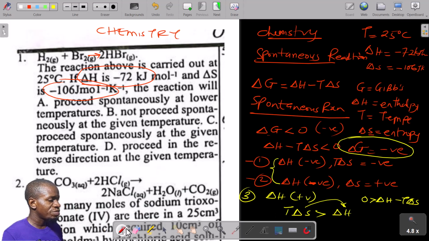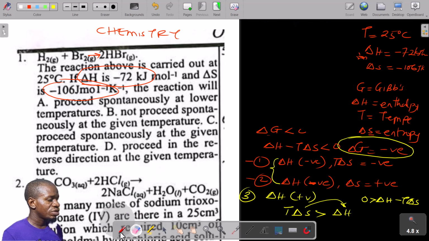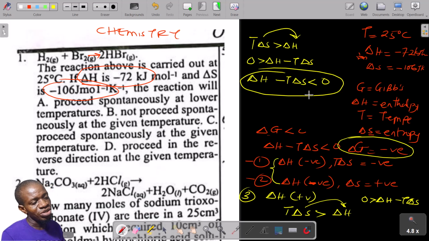So I'm trying to say that if you reverse this, your T delta S is greater than your delta H. If you take this subject of the formula, take this to this side, it's going to be 0 is greater than delta H minus T delta S. If you reverse this, 0 is greater than is the same thing as saying delta H minus T delta S is less than 0. This is one of the conditions that will make your delta G negative. So that is it.